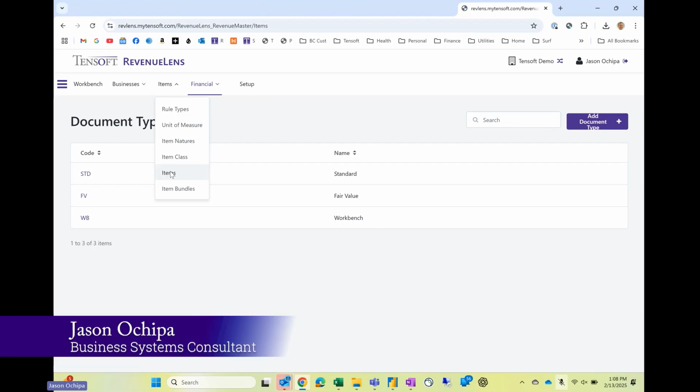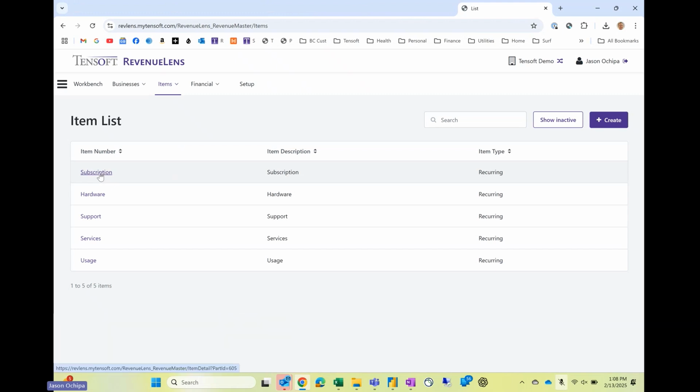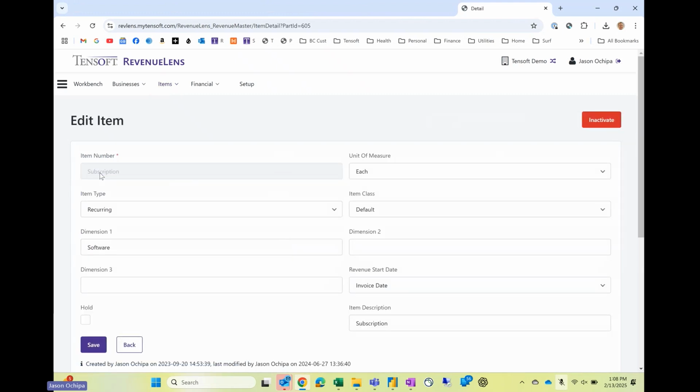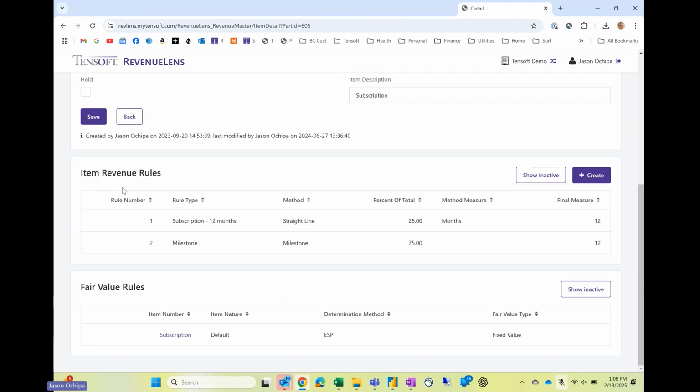So this is the screen where most of the work of turning it into a revenue agreement happens, on the item. Each item would be considered a performance obligation, and then you would have revenue rules, and this is a requirement. Every item will have a revenue rule, which basically says over what time period it is amortized by default, either straight line, or a milestone, or percent complete. If it's straight line, over what time period.